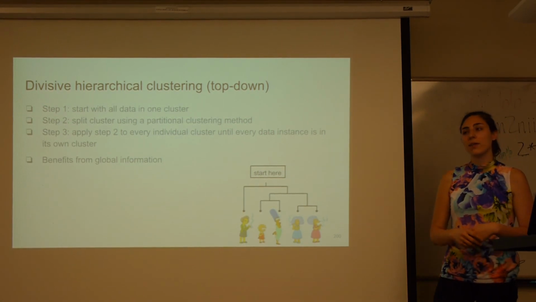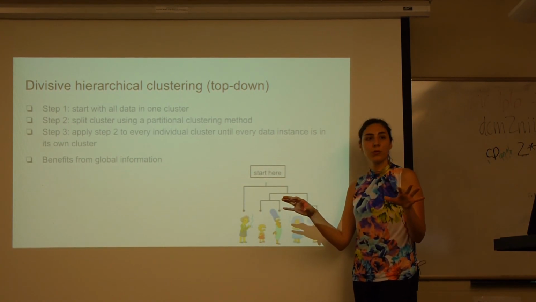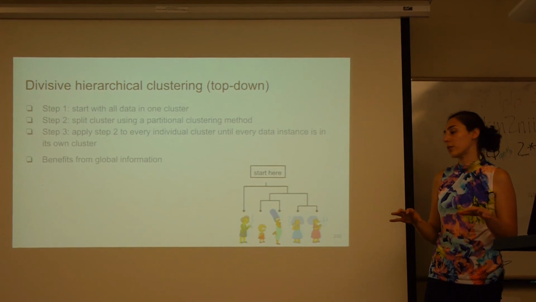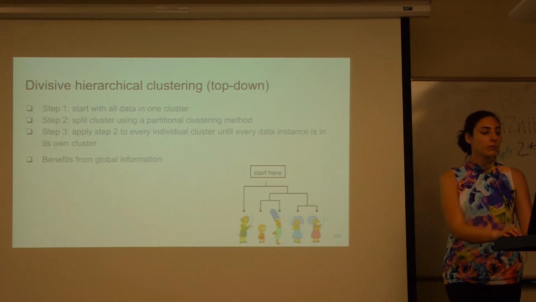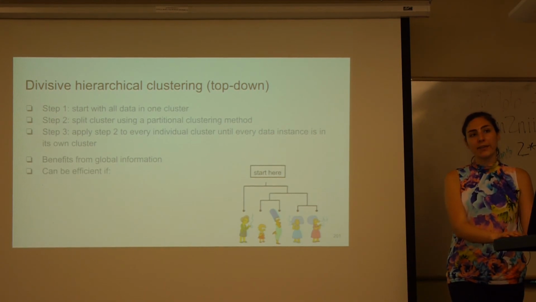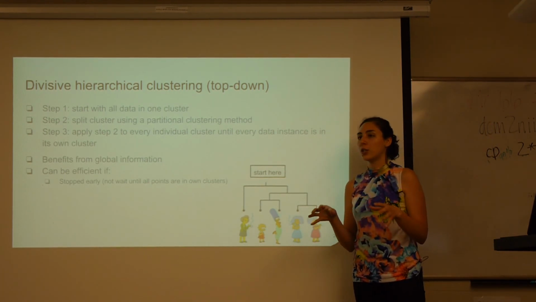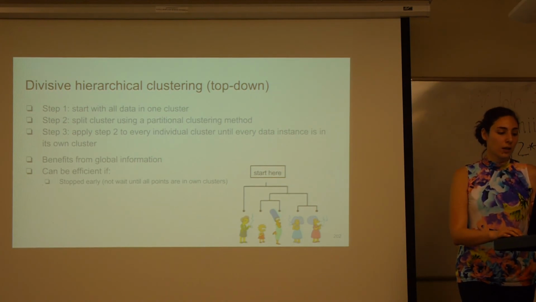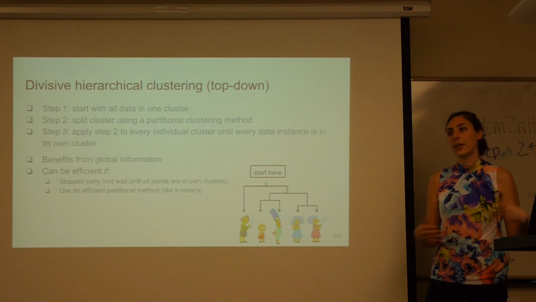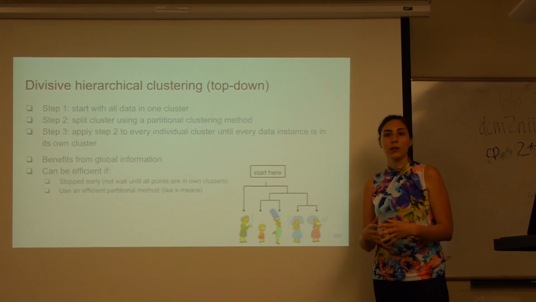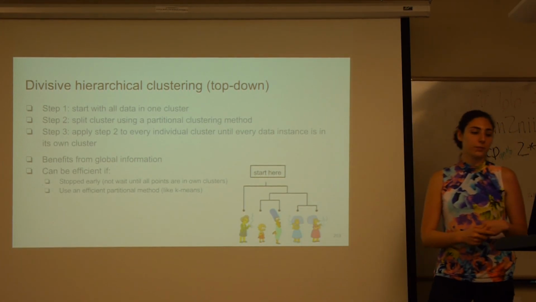But this algorithm benefits from global information. It first looks at all the data and then splits it into two. This won't be the case when we start with each data point in its own cluster and try to merge them together. And it can be made efficient if we don't go until the very end where we have put each data point in its own cluster, or if we use a more efficient partitional method like k-means. If we use spectral clustering, it would be a lot less efficient than if we use k-means. But it's still computationally expensive.